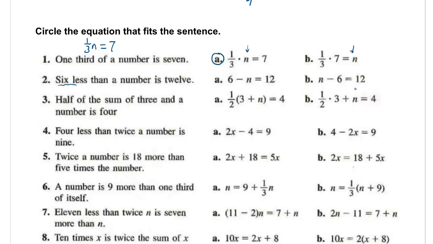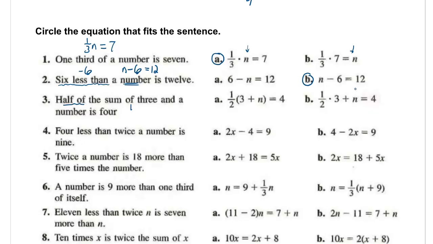Now, 6 less than, that's when you subtract 6 from something that's already on the paper. Well, what are you subtracting 6 from? It says a number. Again, looking at the choices, it's the letter n that we're using here. So it is n subtract 6. And then it says is 12. And that's choice B.